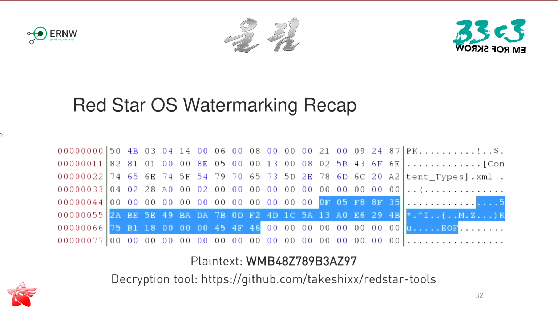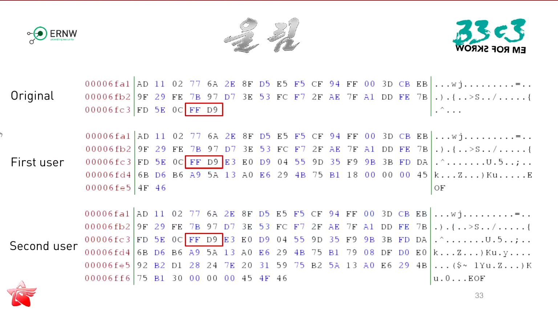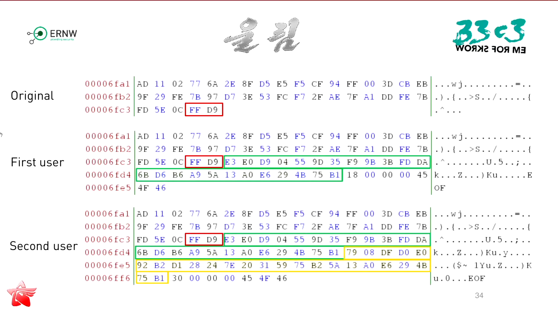But when you're doing this in the wild, you have the original file at the top, and the red part here is basically the end of the actual image, which is a JPEG file. As soon as a user, for example on a removable media device, plugs it into a RedStarOS system, it appends some bytes at the end of the file. If you give this file to another user running RedStarOS, there are even more bytes at the end of the JPEG. The green part is the watermark that identifies the first user, and the orange watermark identifies the second user.